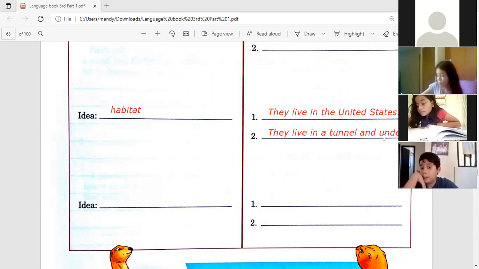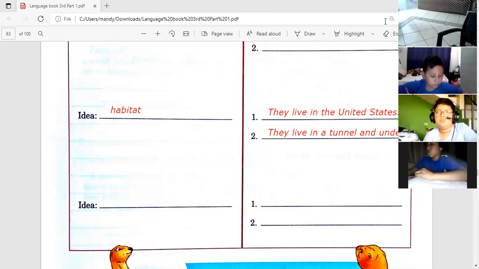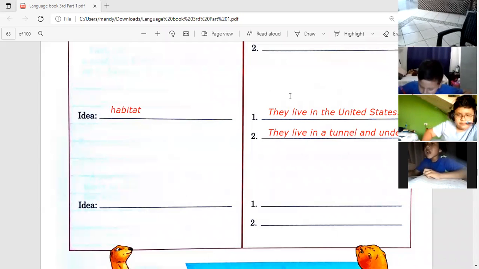Teacher, I have a question. What is your question? The first are daddy dogs, the second is... Remember, we talk about one specific animal. In that case, our prairie dog. Estamos hablando de un animal en específico, ¿sí? They live in the United States and they live in a tunnel and underground. A ellos les gusta vivir así.